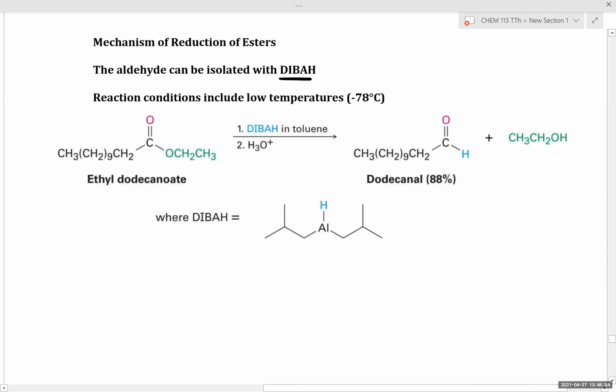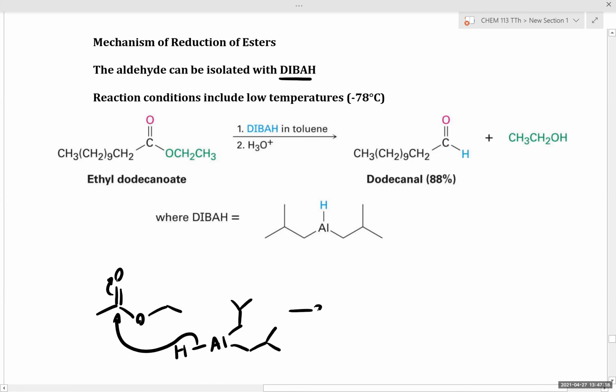So DIBAL, the mechanism is identical to the general mechanism for the reduction of esters. The interesting thing about DIBAL is that due to its hindrance and due to the fact that it only has one equivalent of hydride to donate, if you add the DIBAL slowly and you control the reaction temperature, you can get selectivity for monoreduction, and you can actually isolate the aldehyde quite cleanly. Does this mechanism and does this reagent look familiar to everyone?